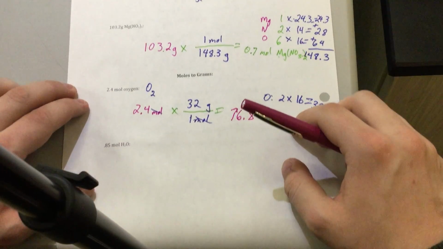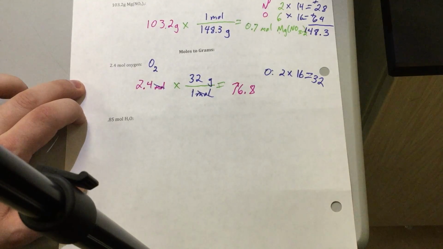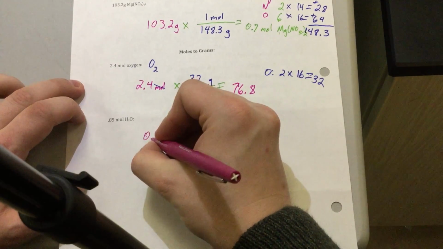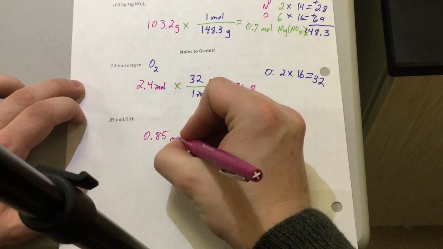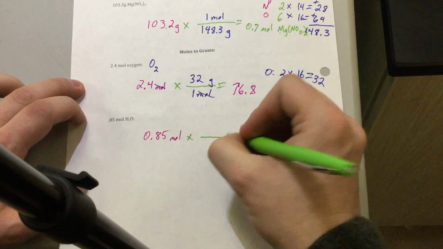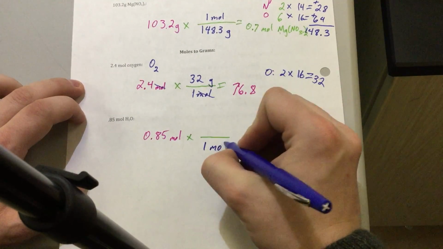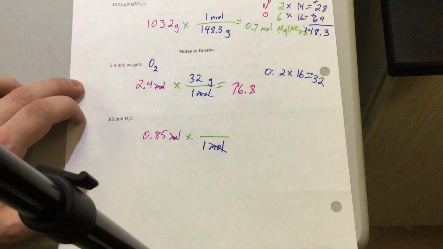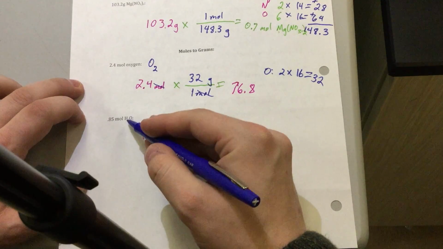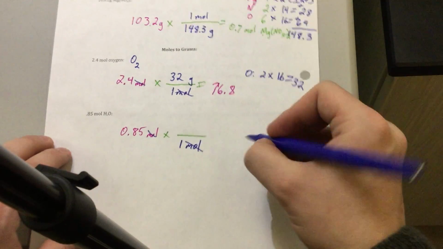Let's do the last one. I have 0.85 moles of water. So the first thing I'm going to do is write down what I'm given. 0.85 mole. I'll put my times line. 1 mole goes on the bottom so that we can cancel it out up above. And we're going to need to find the molar mass of water. So let's do it off to the side here.